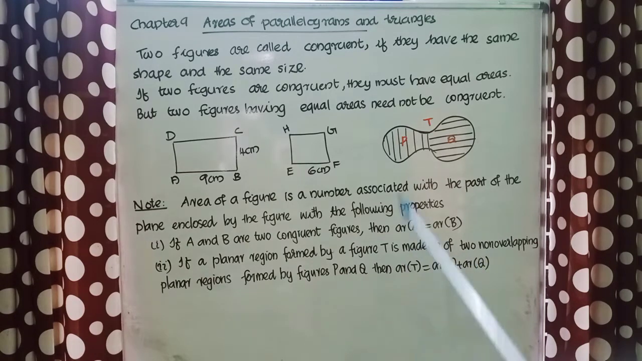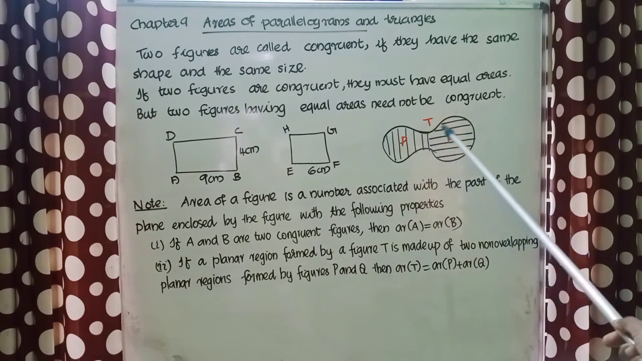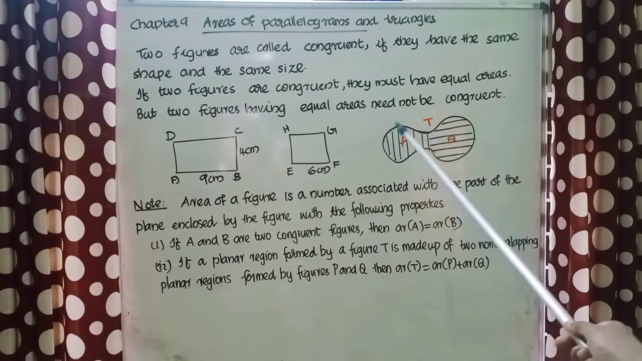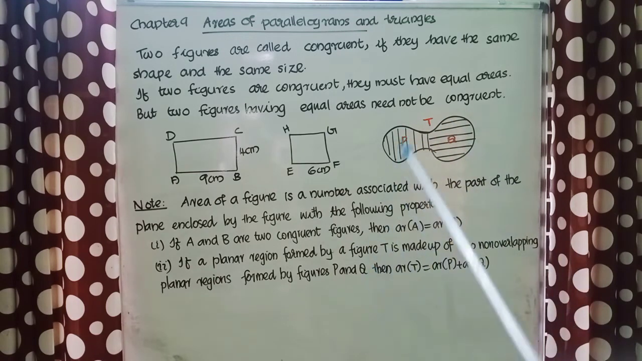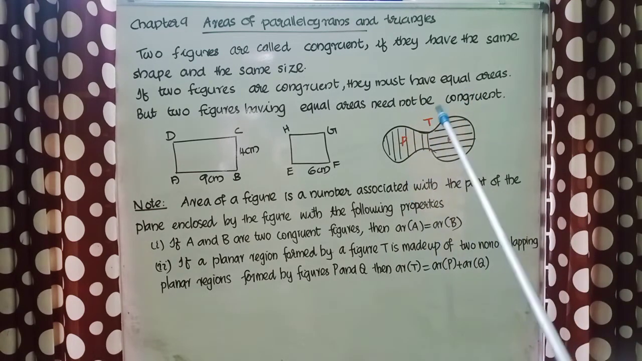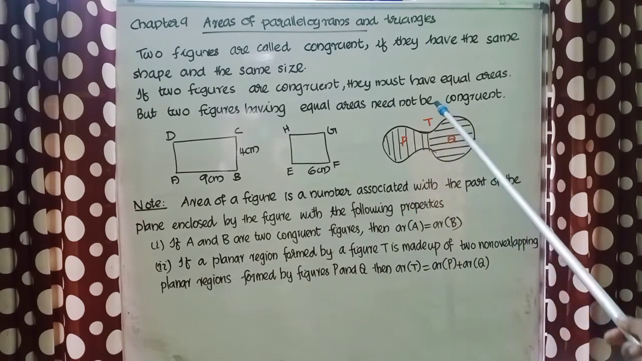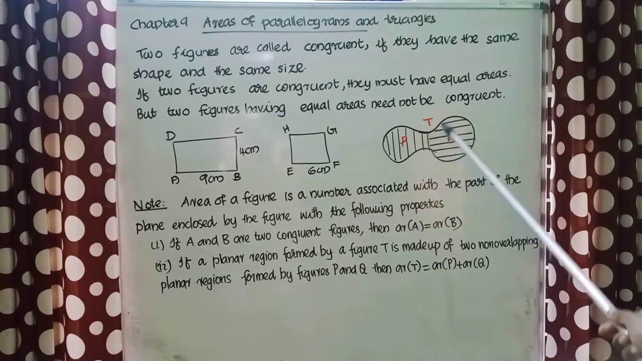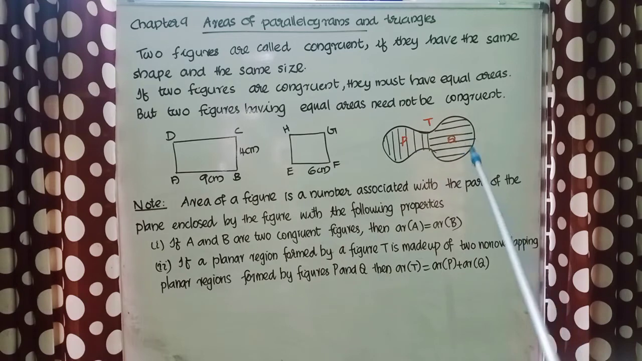That means here I have drawn a figure. This is a planar region. This we can name as T, and you can see T is a combination of the region P and region Q. They are not overlapping. That means one region is not on the other. They are separated. So to find the area of this T, we need to find out the area of P and area of Q, then add them. That is, area of T equals area of P plus area of Q.